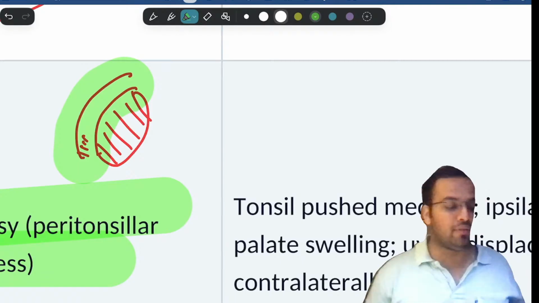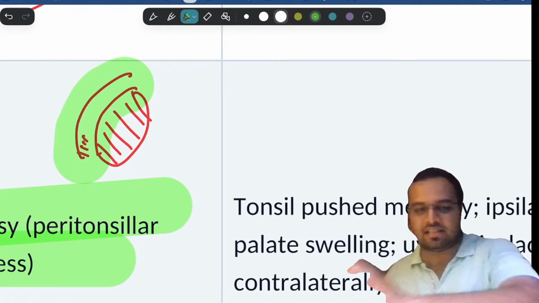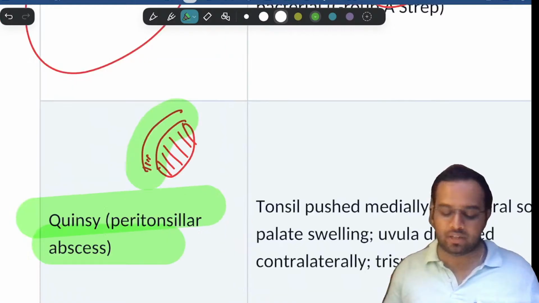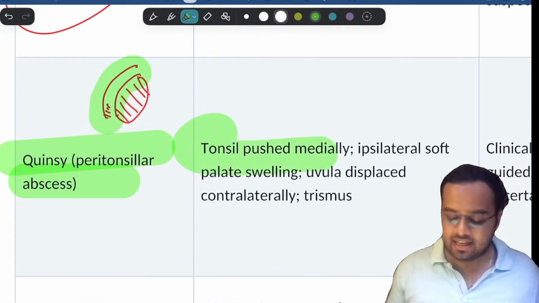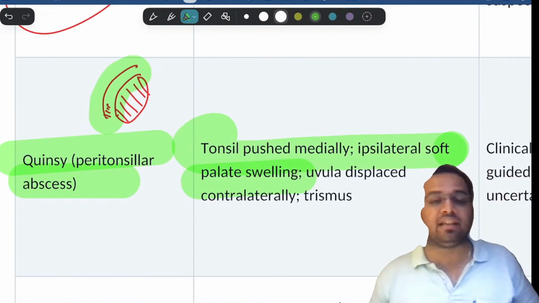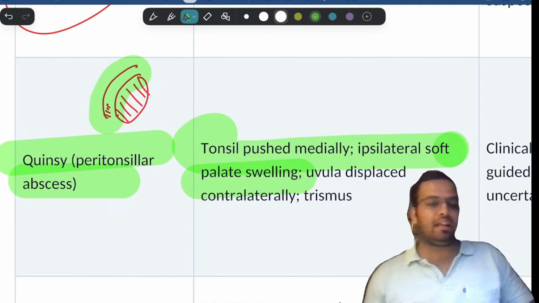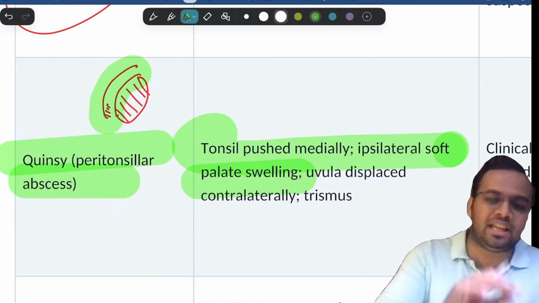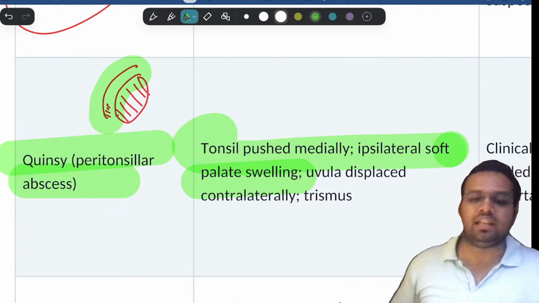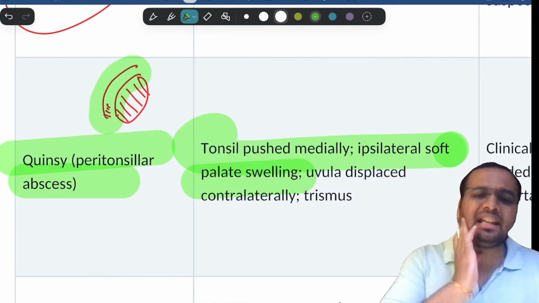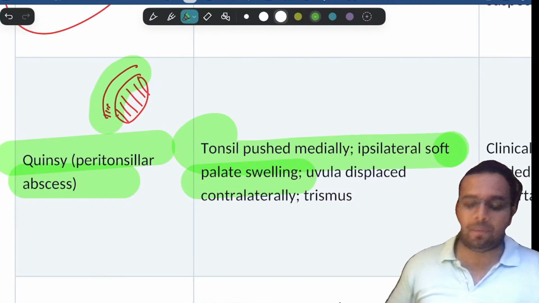So quinsy is when there is medialization of the tonsil. You can see that the tonsil is pouting out. The tonsil is pushed medially, and ipsilateral soft palate swelling is also seen. So the important point is that the ipsilateral palate swelling is also seen. And there might be trismus because the patient is not able to open the jaw properly.